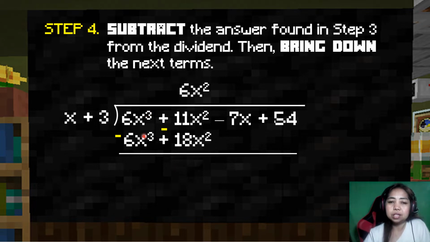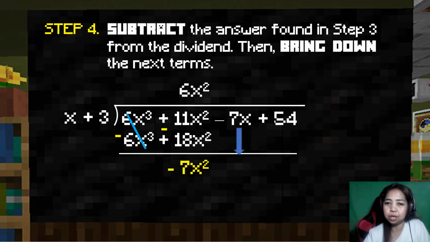So, we have 6x cubed minus 6x cubed. 0 na, diba? Cancel na siya. Pero dito, remember, positive and negative. So, magkaiba ng sign, kaya isa-subtract natin. So, 18 minus 11 is simply 7. Diba? Pero since mas malaki yung 18 at negative yung ating sign para sa 18, so we have negative 7, tas kukopyahin lang natin yung variable na x squared. And then, the next procedure is to bring down the next term. So, bring down natin yung negative 7x, and then bring down natin yung positive 54. Ayan.